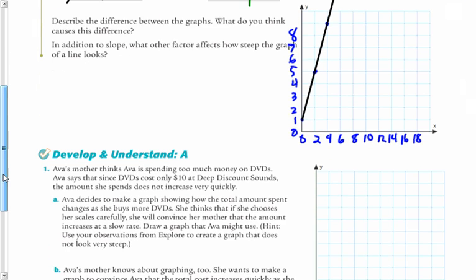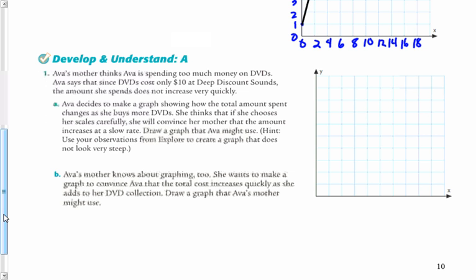Now, in real life, the effect of that is that by choosing the graph, you can change the impression you give about a graph. So let's look at this one problem here. It says Ava's mother thinks Ava is spending too much money on DVDs. Ava says that since DVDs cost only $10 at discount sounds, the amount she spends does not increase very quickly. So Ava decides to make a graph showing how much the total spend changes as she buys more DVDs. And she thinks if she chooses her scales carefully, she will convince her mother that the amount increases at a slow rate. So we want to make a graph that is really flat.